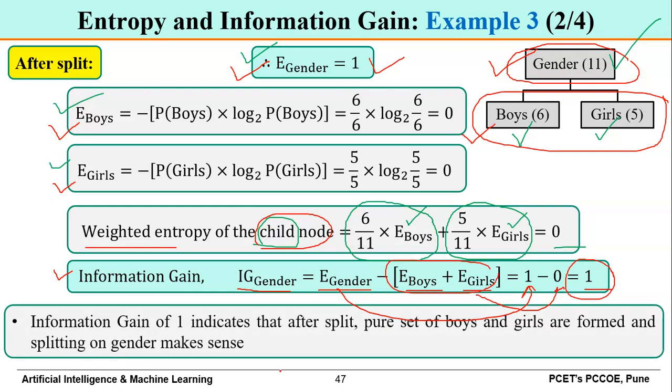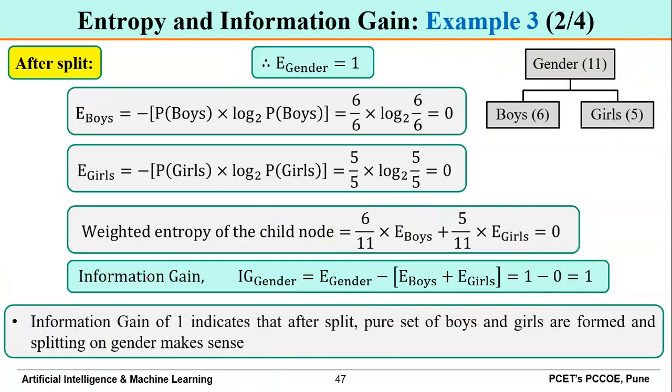As the information gain value is 1, it indicates that after the split, pure sets of boys and girls are formed and splitting on gender makes sense. So it is a good approach, because as we generally say, the value of information gain should be at the higher end. So we got a good value. But this particular decision tree is one approach.